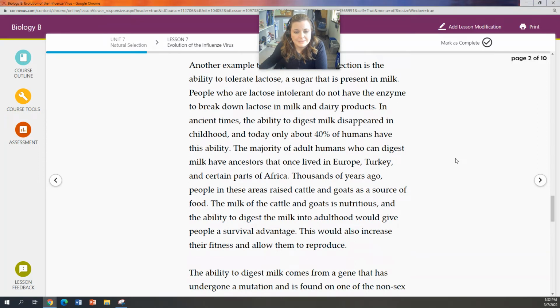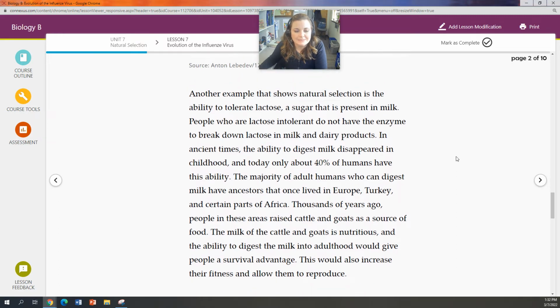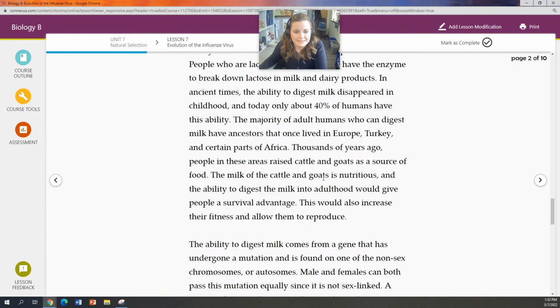So what we found is that some people over time have developed the ability to continue to produce that lactase, that enzyme to help digest milk. And it is more likely to be found in people whose ancestors once lived in Europe, Turkey, and central parts of Africa, because this is where we had a lot of people that raised cattle and goats for food, and they also drank a lot of milk from the cattle and the goats, right?